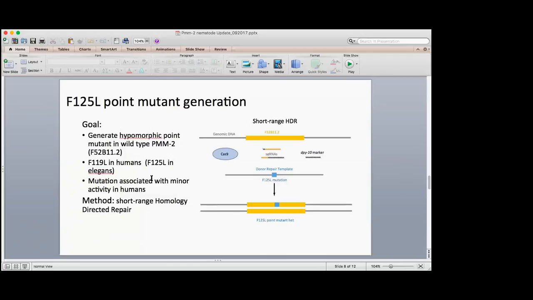And then in the end, we isolate a heterozygote, which we could then propagate to generate homozygotes, and hopefully propagate the mutant as a homozygote, which would allow us to have larger numbers of the animals to work with in screens.